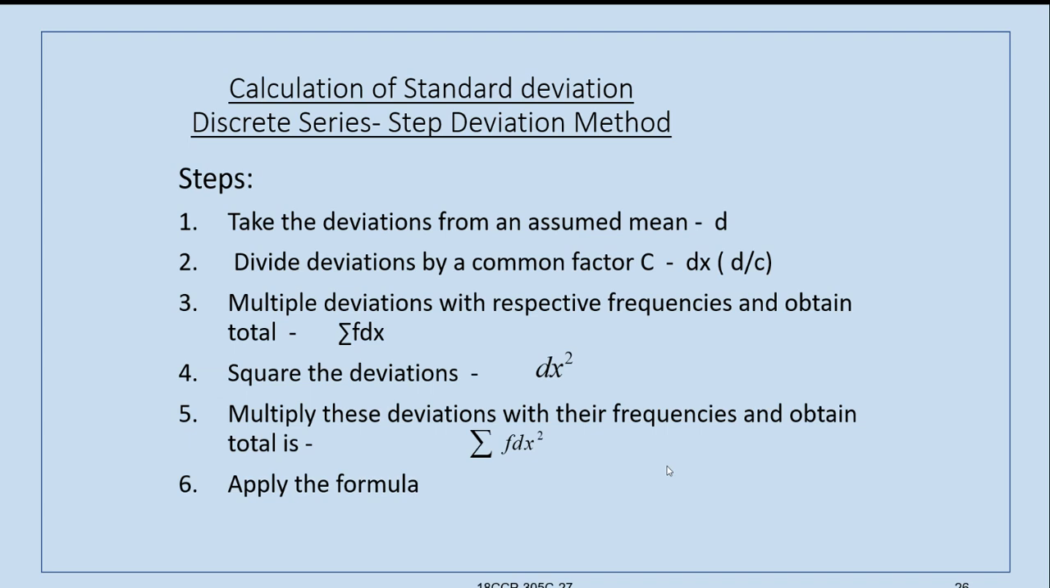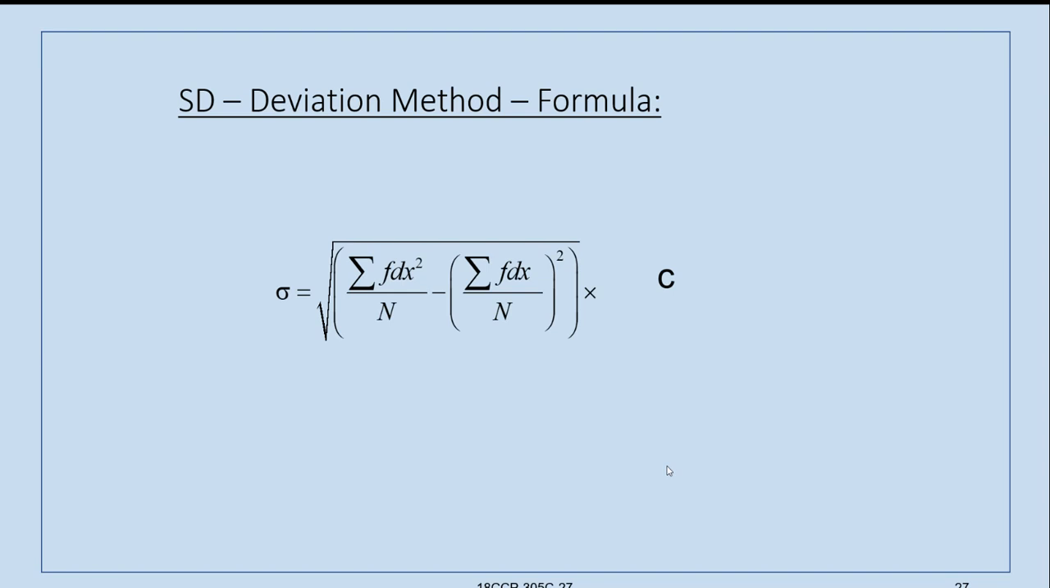Right, this is the procedure for calculating the standard deviation table, and after preparing the table we will apply the formula. Now we will see one example for this. So this is the formula, sigma f dx square by n minus sigma f dx by n whole square into c.